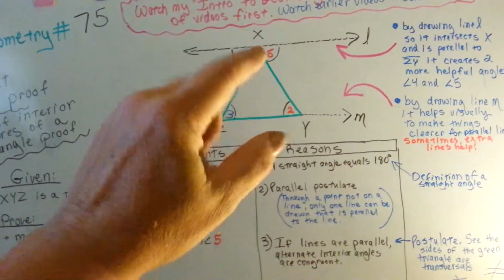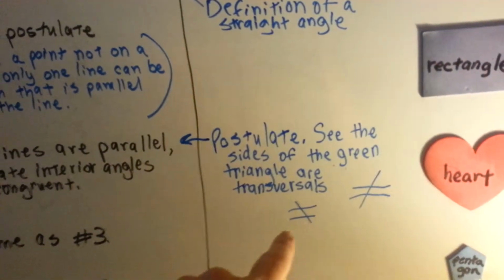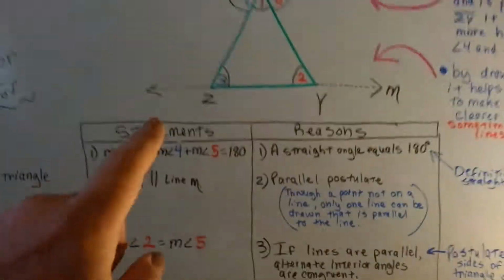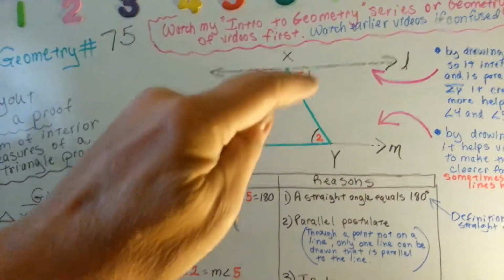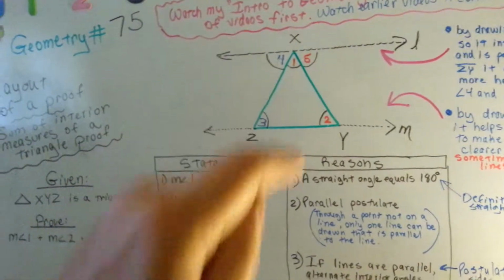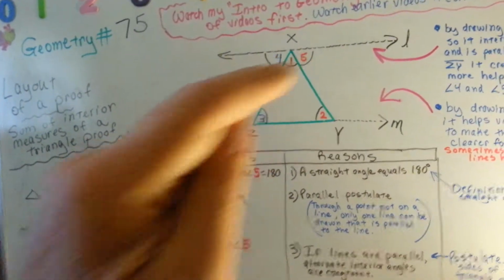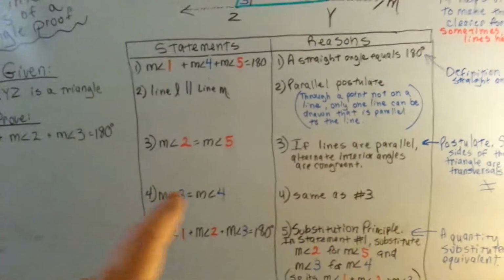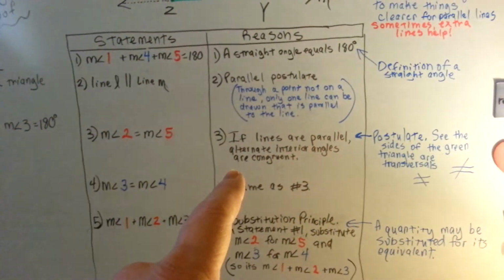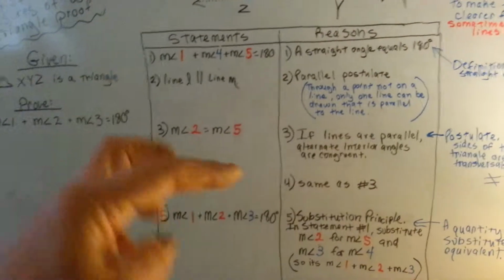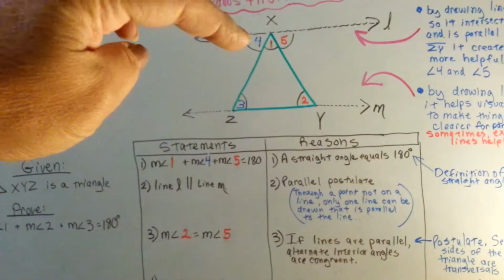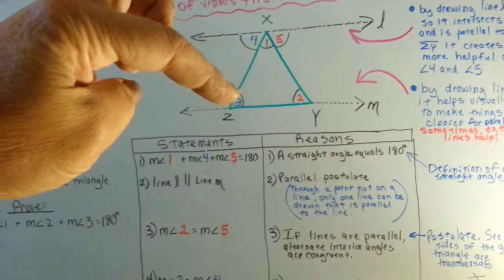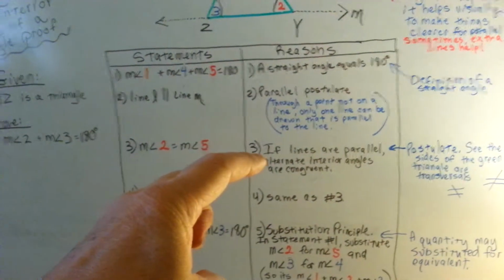Why? Because if you look at this, by drawing those parallel lines, I made transversals. As we studied earlier, when you have transversals, the alternate interior angles, like here, are congruent. So we have now proved that 2 is equal to 5. If lines are parallel, alternate interior angles are congruent. It's a postulate. Because of that, the measure of angle 3 is equal to the measure of angle 4, and I made them both blue. So if 5 and 2 are equal, then 4 and 3 are equal. The reasoning for that is the same as number 3.